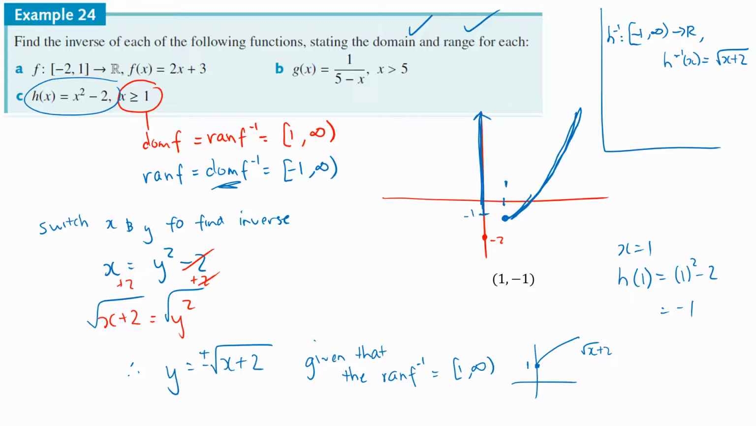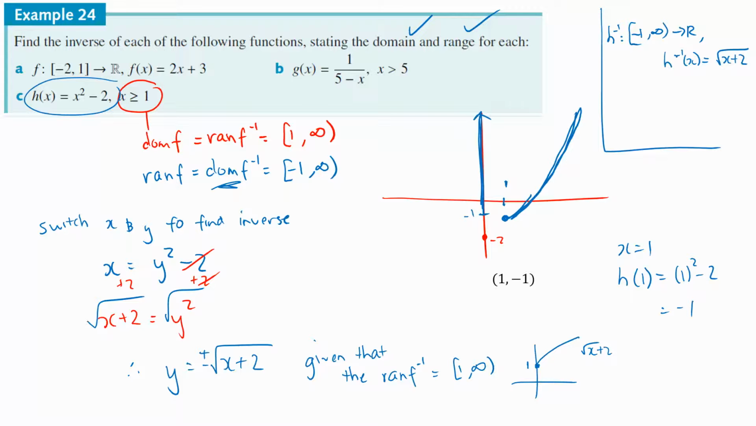Okay? Does that make sense? Yeah, so if I had to draw that graph, it just means it's a square root function where it shifts to the left by 2. And wait, is it shift to the left by 2? Yes, it is shift to the left by 2. So it will just be over here, and looks like that. Okay.